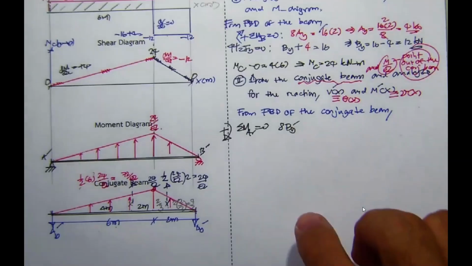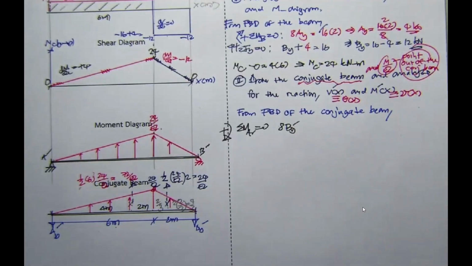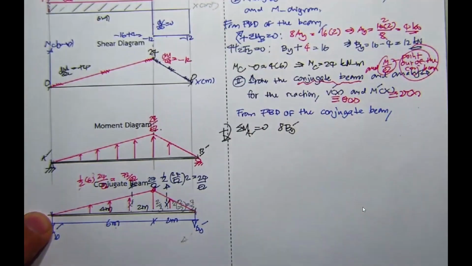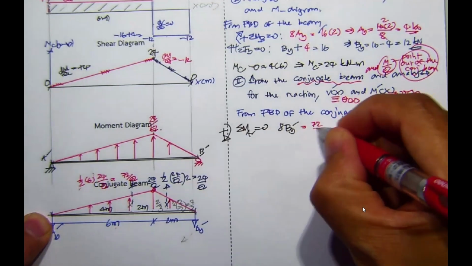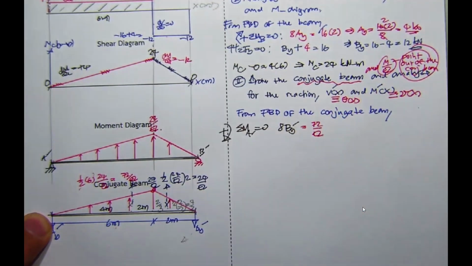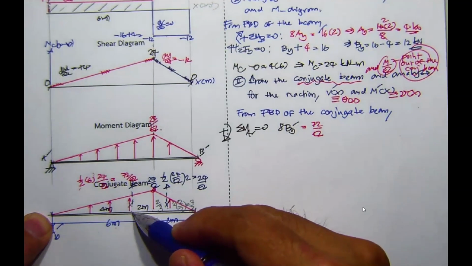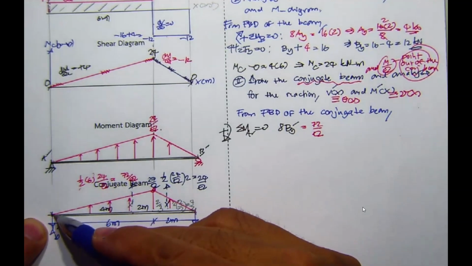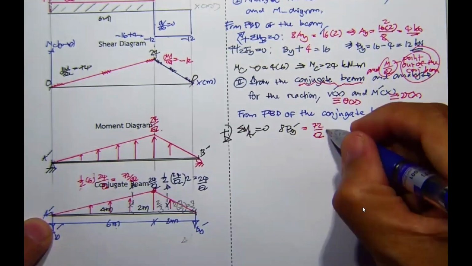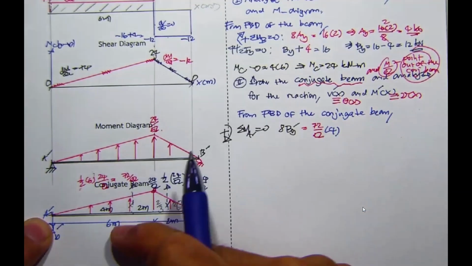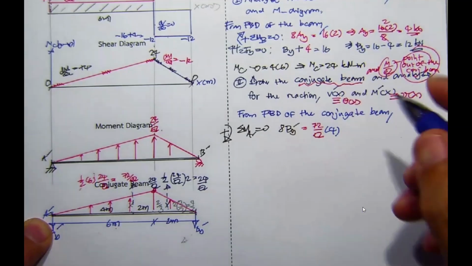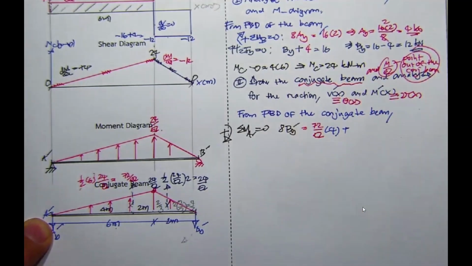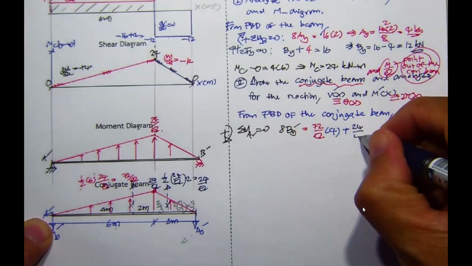Let us come back. Take the moment about what? About point A. This rotates in this direction. And then you have this one, equal to 72 over EI, and this is 4 meters from A prime. It rotates in the opposite direction. Take on the right side, and then plus 24 over EI.